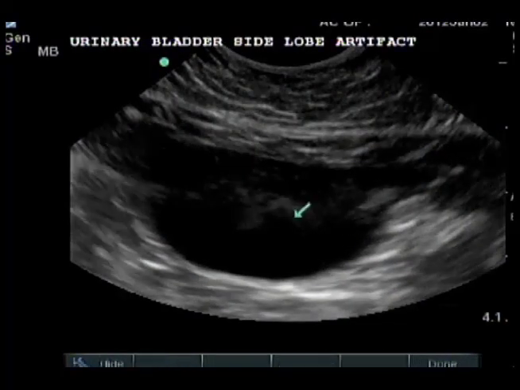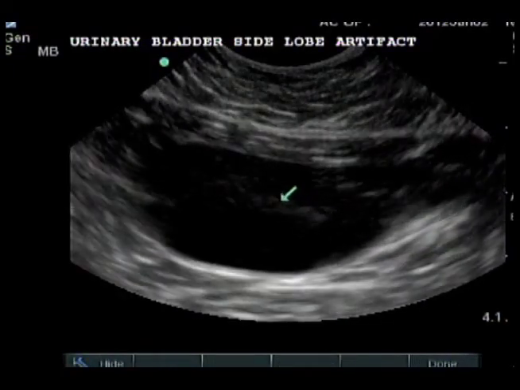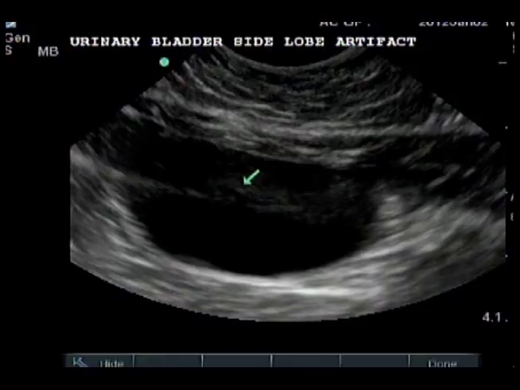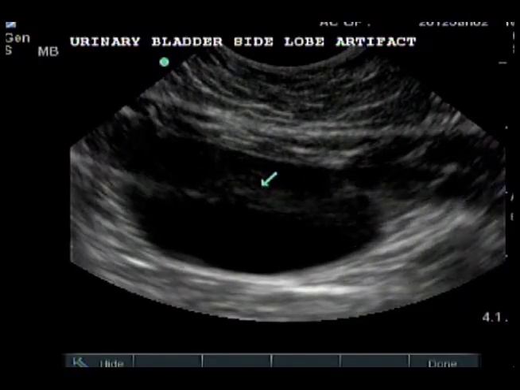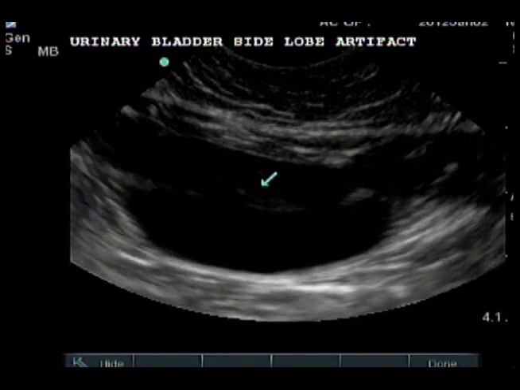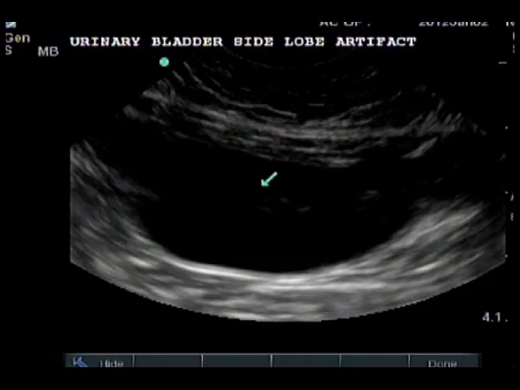The urinary bladder is filled with anechoic urine, and side lobe artifact is common. Reducing gain in the area of the bladder helps to reduce or eliminate this artifact.